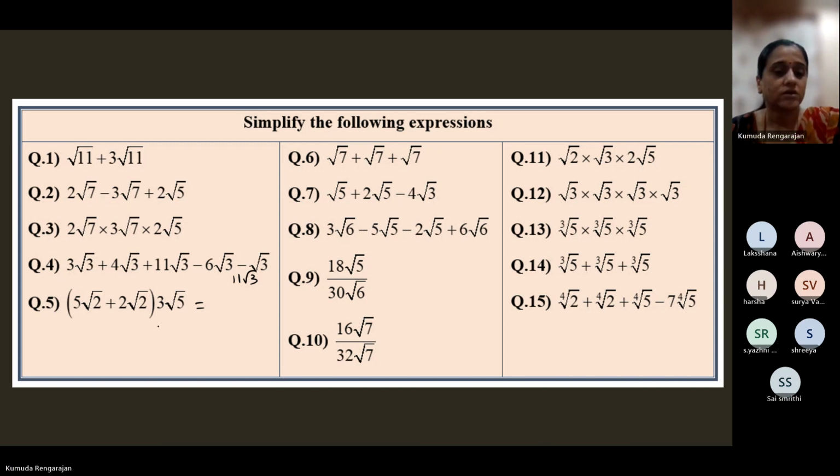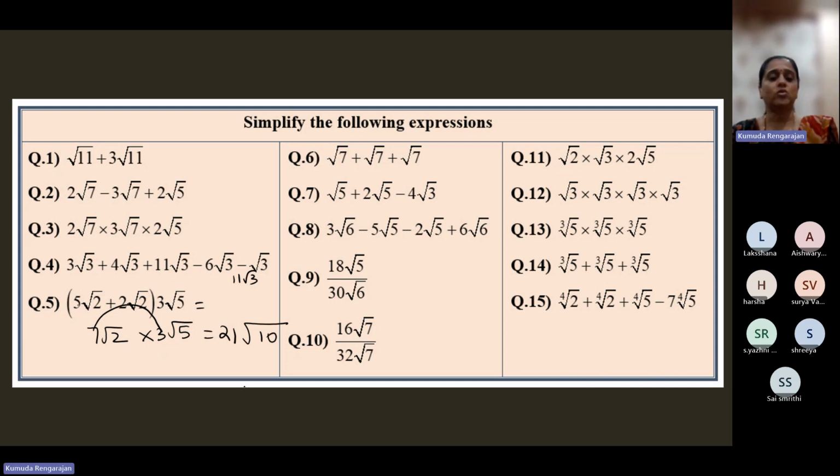Okay. So this one will be 5 root 2 plus 2 root 2 is 7 root 2. And into 3 root 5, into 3 root 5, which is 7 3s are 21. Root 2 into root 5 is root of 2 into 5, which is 10. 21 root 10.